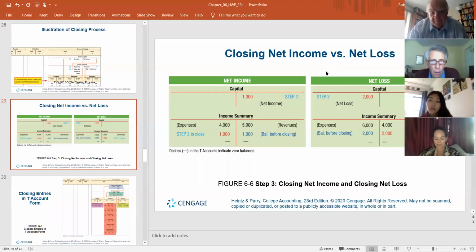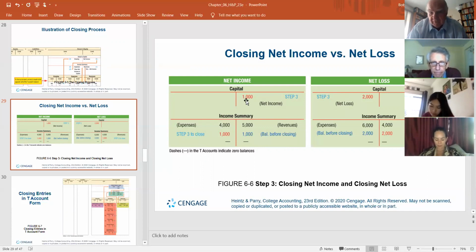So let's see what we have here. Here we go. We have a company that had income of $1,000. Okay, here it is right here, $1,000. The revenue was $5,000. And it looks like the expenses were $4,000. That left us with income of $1,000. How do we get rid of it? We debit income summary. Goodbye income summary. This is now back to zero where we want it to be. And now we move that $1,000 into capital.